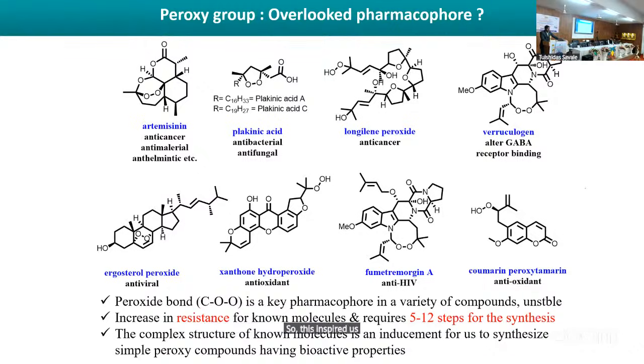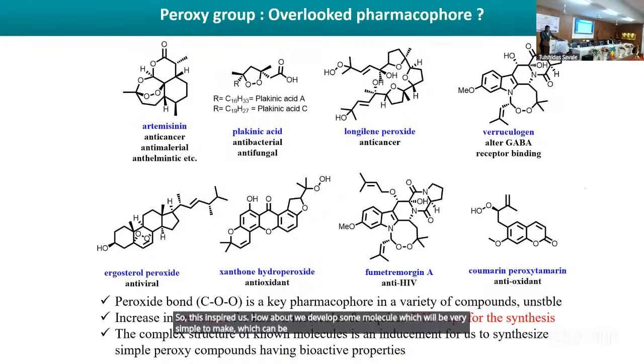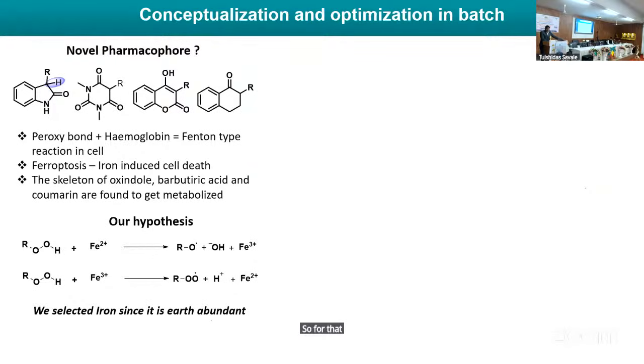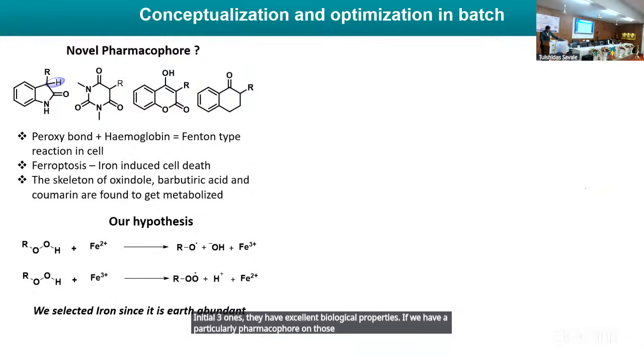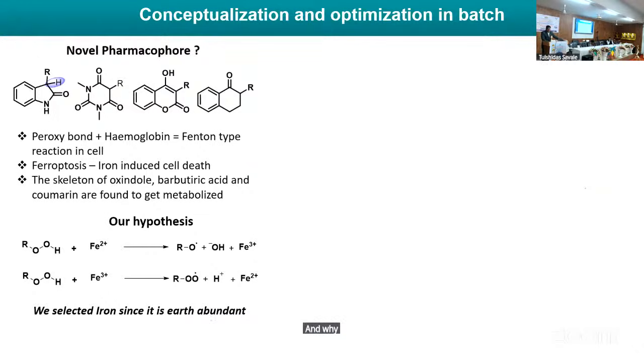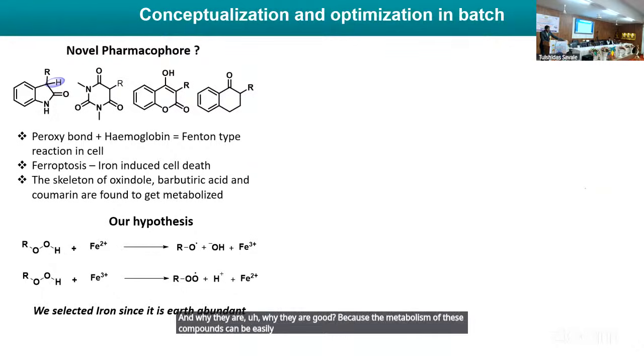How about we develop some molecule which will be very simple to make, which can be maybe synthesized in one step. So for that, we have chosen some molecules from the family of oxyindole, barbituric acid, coumarin, as well as tetralone. Although tetralone doesn't have many biological applications, these initial three have excellent biological properties. If we have a particular pharmacophore on those moieties, they are good because the metabolites of these compounds can be easily excreted from our human body at the end.